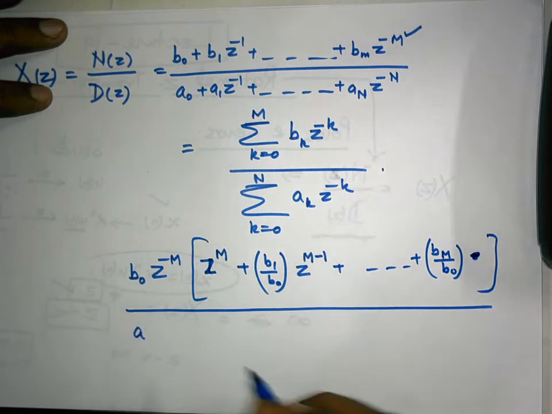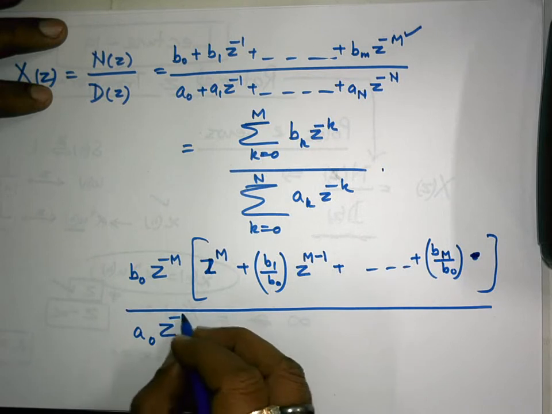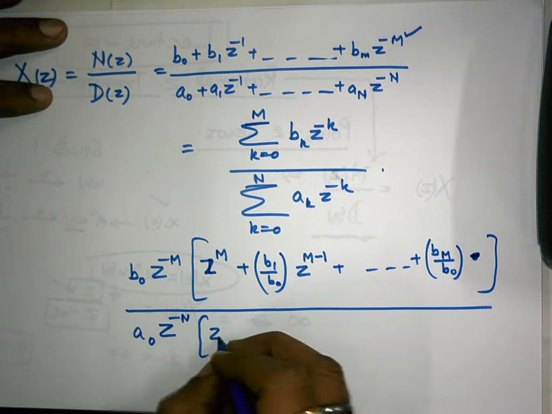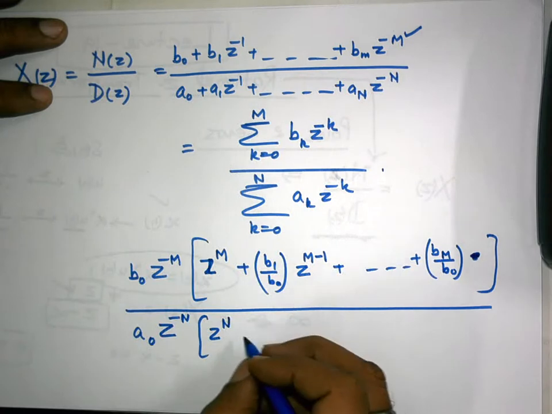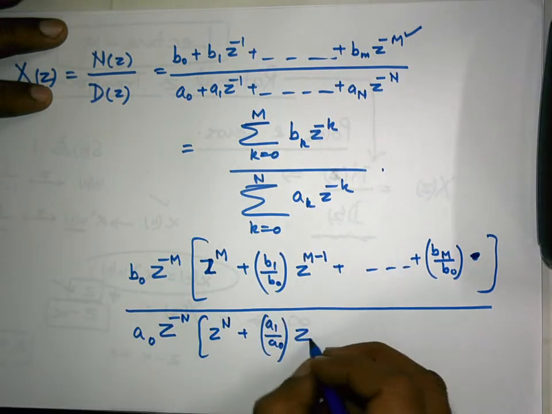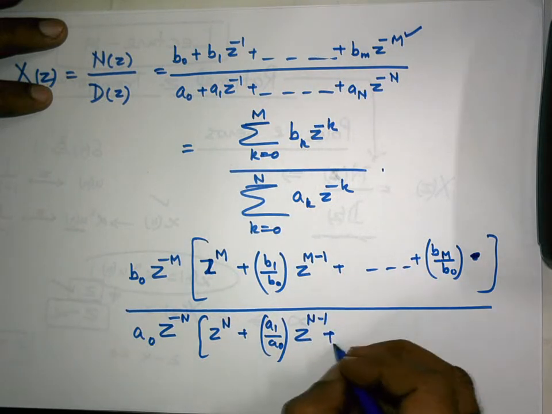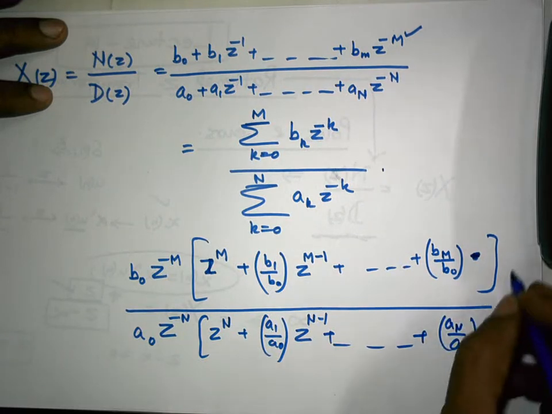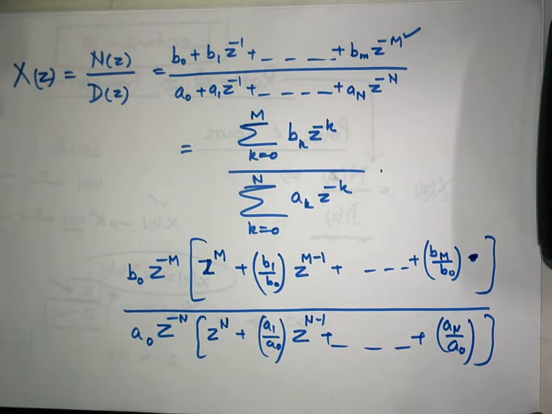What happens for the denominator? You take a0 common and z to the power minus n common. Okay. So this will be equal to z to the power n for this, and then a1 over a0 z to the power n minus 1. Okay. Going this way, an over a0. Am I right? This is the situation.